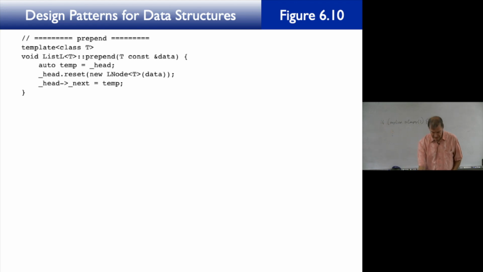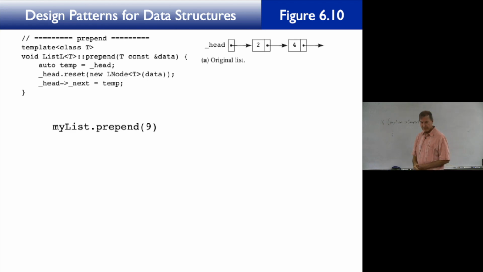So how does that work? So look. Suppose my list is the list that has 2 and 4, and so its underscore head points to the 2, which the next points to the 4, and dot, dot, dot. This goes on not forever, but could go on for 100 times, right? Are you with me? And suppose that's the original list, and we say my list dot prepend 9. So what is the code? What happens? What's the first thing that happens?